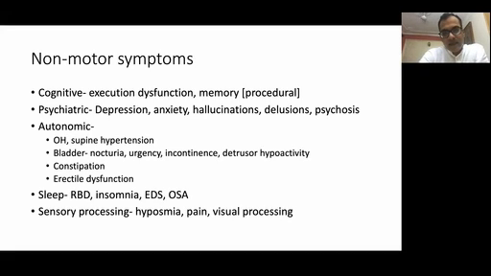Now, sensory processing, the two most common things are hyposmia. Hyposmia is so common that it can be used as a screening test as well. So you give them 5 different things to smell and just identify it.